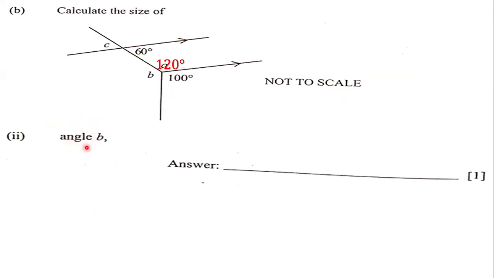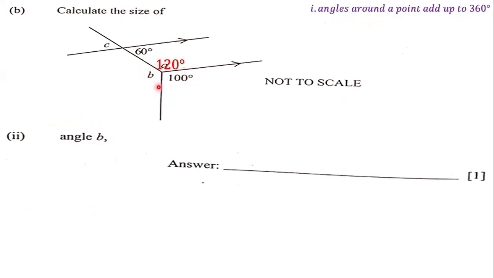Again, our goal is to determine the size of angle B. We already know that angle A is 120 degrees from the previous question, and we know that this is 100, but what is the size of angle B? Here, we're going to use this useful geometrical rule, which states that angles around a point add up to 360 degrees. Notice that these three angles are around this particular point. And so 120, 100, and angle B all add up to 360 degrees.